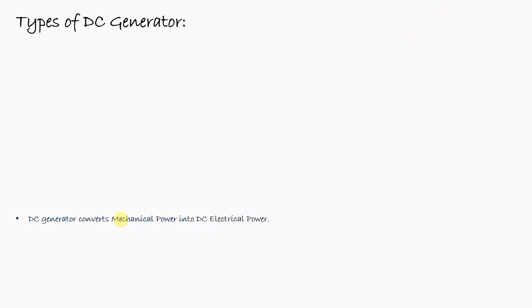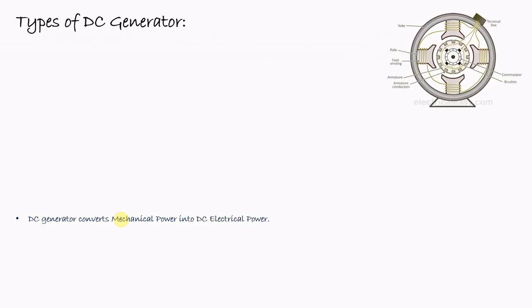So a DC generator basically converts mechanical power into DC electrical power, which we have already discussed in a previous lecture during the operating principle. The magnetic field is developed in the stator poles, and when the rotor is rotating, the conductors in the rotor are cut by the magnetic field. Then, according to Faraday's law of electromagnetic induction, that is E is equal to minus N d phi by dt, the EMF will be induced in the conductor.